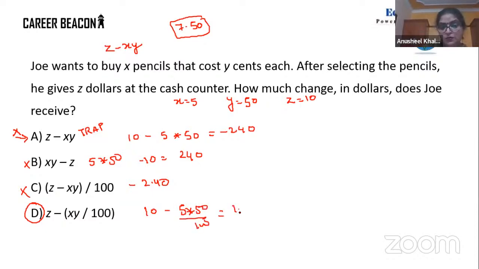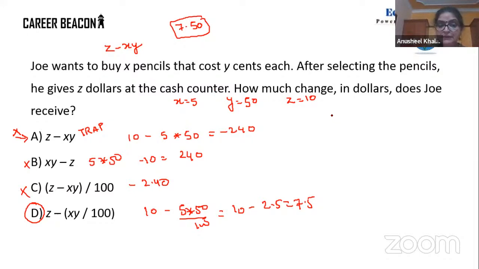So this will give you 10 minus 2.5, which is 7.5. Now, what mistake did we make here when we were dealing with just the variables? This question wanted you to use the conversion between cents and dollars. When you are dealing with numbers, you consider the conversion factor at the back of your mind. But when you are using variables, you have to use that conversion factor explicitly. Otherwise, you will fall for the trap.